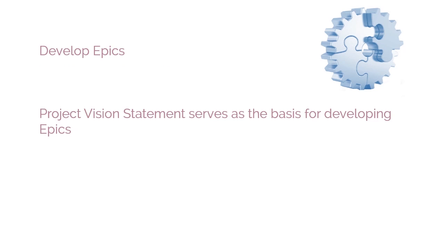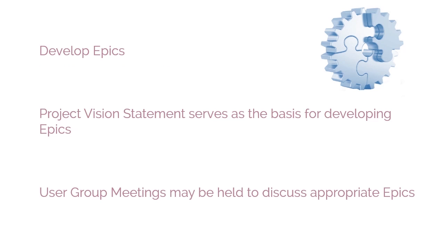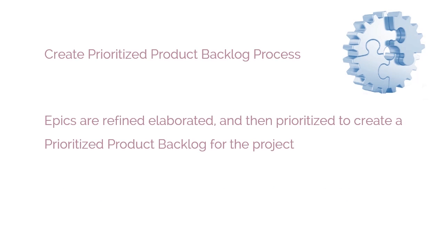The fourth process is the develop epics process. In this process, the project vision statement serves as the basis for developing epics. User group meetings may be held to discuss appropriate epics. The fifth process is the create prioritized product backlog process. In this process, epics are refined, elaborated, and then prioritized to create a prioritized product backlog for the project. The done criteria is also established at this point.